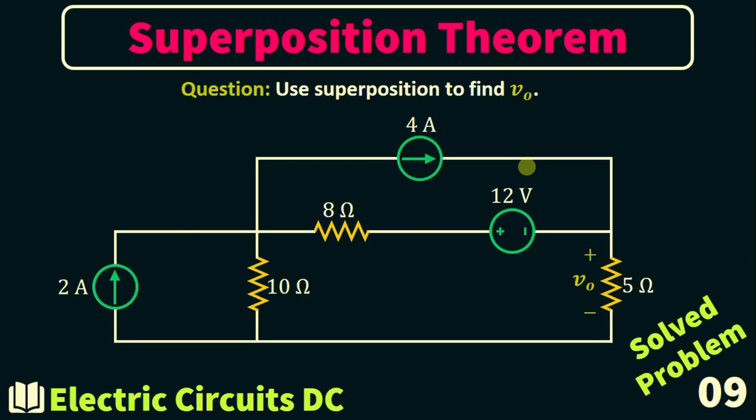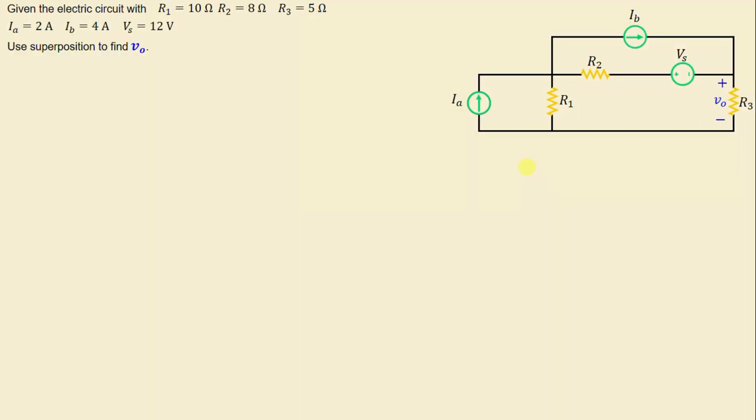In this video, I will demonstrate the application of the superposition method to solve a problem, and I will guide you through the step-by-step process of using superposition to solve the problem at hand. Let's consider this network consisting of 3 resistors labeled R1 through R3, as well as 3 independent sources. The question now is to use superposition method to find the voltage VO across the resistor R3. Let's move on to the solution.